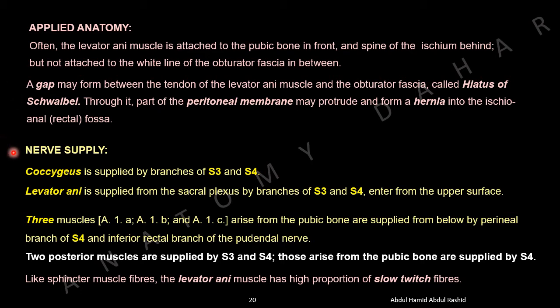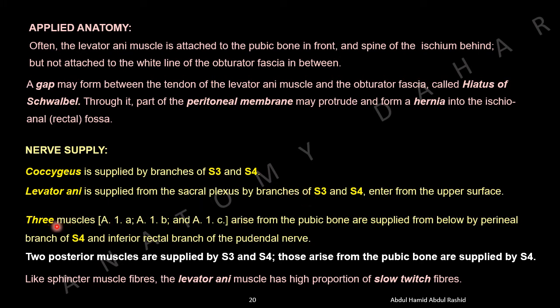Nerve supply of the pelvic diaphragm. Coccygeus muscle, the one far at the back, is supplied by branches from sacral 3 and sacral 4. Levator ani muscle is supplied from the sacral plexus by branches of sacral 3 and sacral 4 that enter from the upper surface. That is, two posterior muscles of the pelvic diaphragm receive nerve supply from sacral 3 and sacral 4.